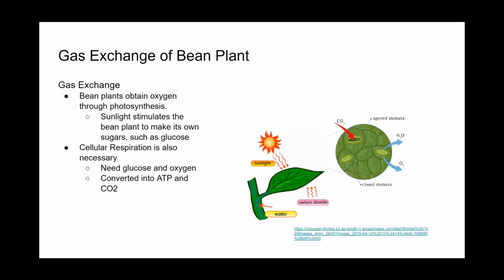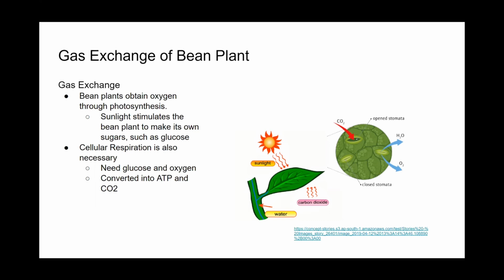Different from the sea star, the bean plant has a relatively similar gas exchange process to other plants. The bean plant uses C3 photosynthesis to obtain oxygen. In this process, sunlight stimulates the bean plant to help make its own sugars and other nutrients necessary for survival. Like many other plants, photosynthesis helps the bean plant convert carbon dioxide into oxygen. Another part of the bean plant's gas exchange process is cellular respiration, which is used to make energy.